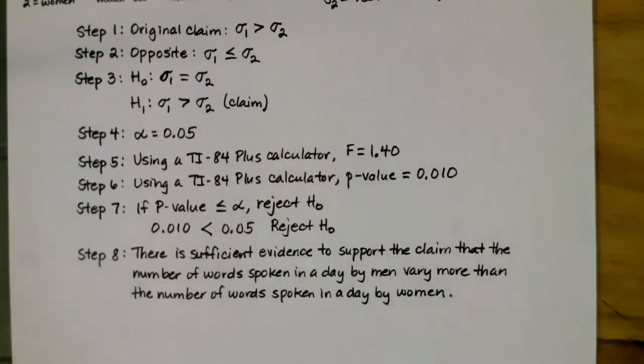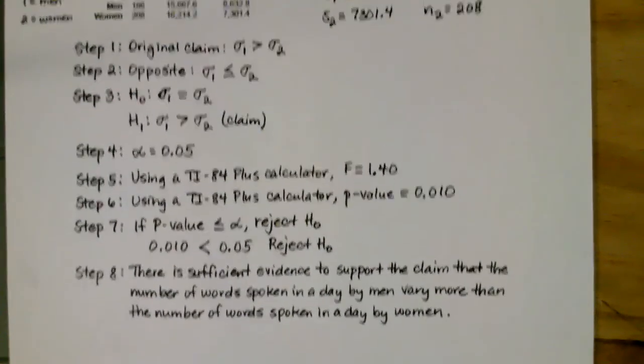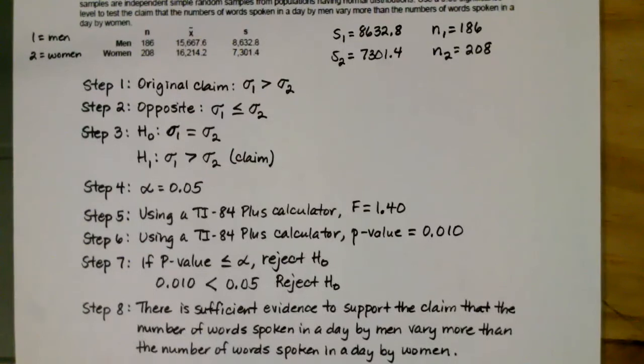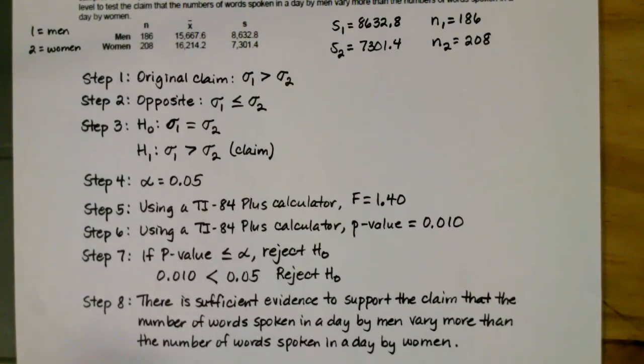Okay. Right. So pretty much that's the 8-step procedure that we use to test a claim about two variances here. All right. So this does conclude this video in section 9.4 dealing with two variances or standard deviations using the hypothesis testing procedure.